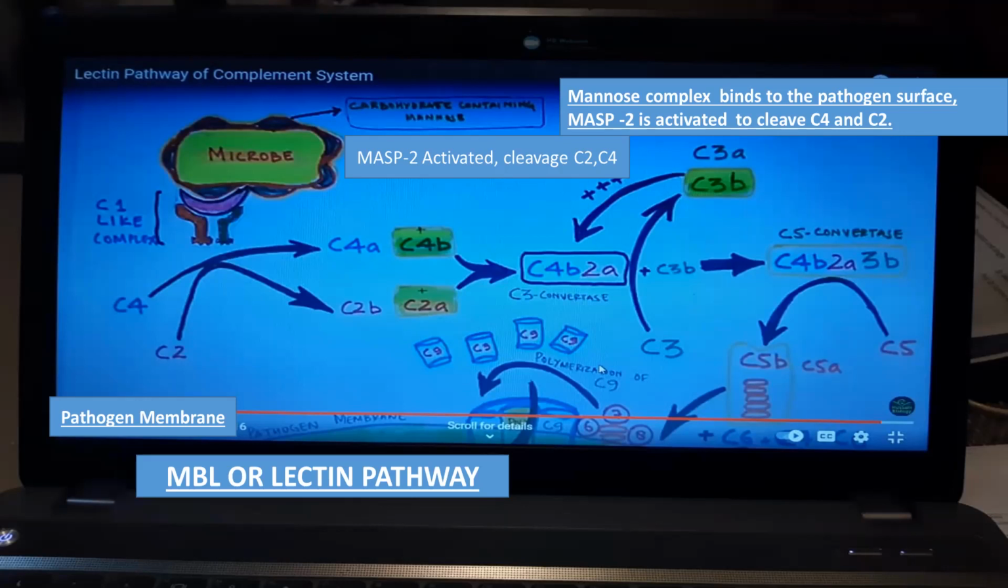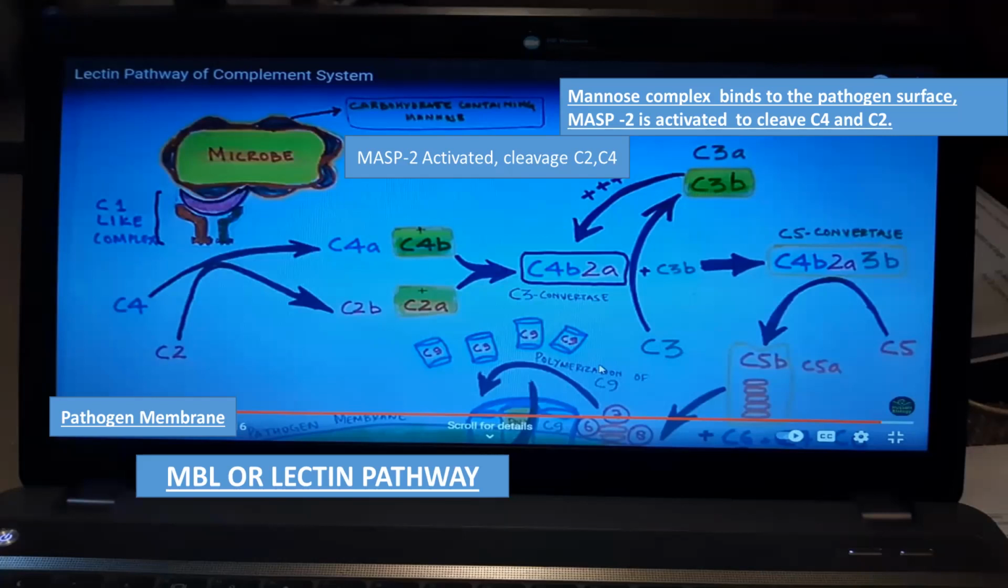So these are the C2 and C4 components. C2 is cleaved into C2A and C2B, and C2B goes away. C4 is converted into C4A and C4B. They combine together to form the C3 convertase enzyme, which is C4B, this is C4B, and C2A of the C2 component. These two components form together an enzyme which is known as C3 convertase.